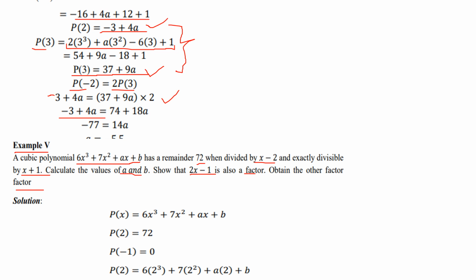So you are being provided with a polynomial P(x), and P(x) is equal to 6x cubed plus 7x squared, and then you add on ax plus b. If you analyze the question very well, you have been given a divisor of x minus 2. You always equate that divisor to 0, and then you make x the subject. It will be x is equal to 2, and then you substitute it into your polynomial.